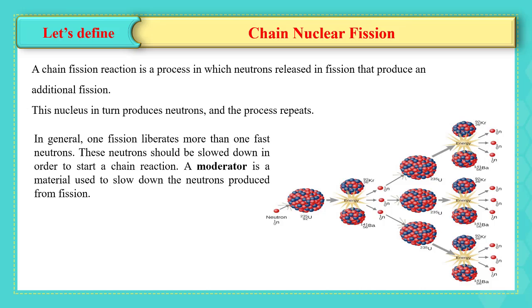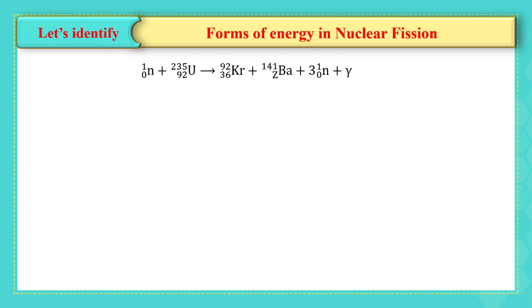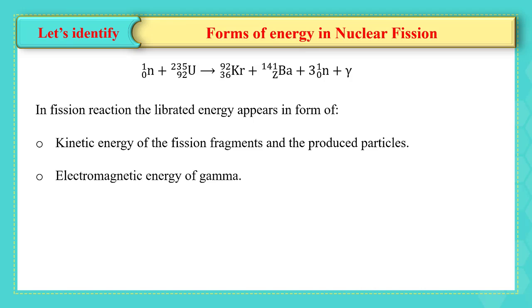These neutrons should be slowed down in order to start a chain reaction. A moderator is a material used to slow down the neutrons produced from fission. In a nuclear fission reaction, the produced nuclei, particles, and radiations appear in different forms of energy. We have kinetic energy of the fission fragments and the produced particles, and also we have electromagnetic energy of gamma radiation.